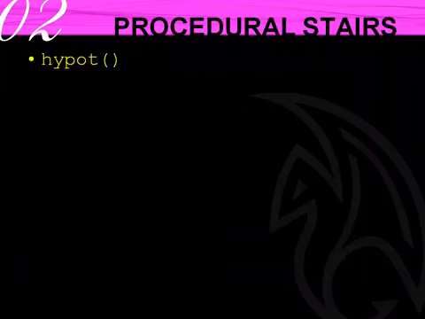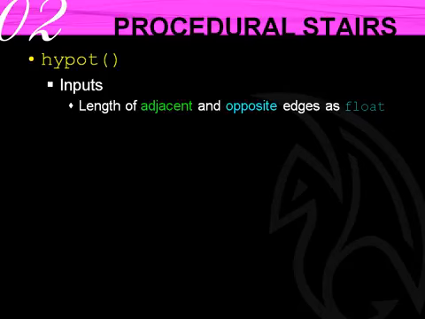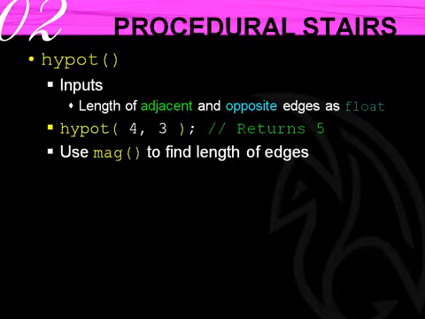So there is a command built into Maya in MEL script called hypot, and what it allows us to do is calculate the hypotenuse. The inputs are essentially the length of an adjacent edge and an opposite edge as a float. So we have to know the length of those edges. So for example, here, again, as I said before, if we have 4 and 3, it's going to return 5 for the hypotenuse.